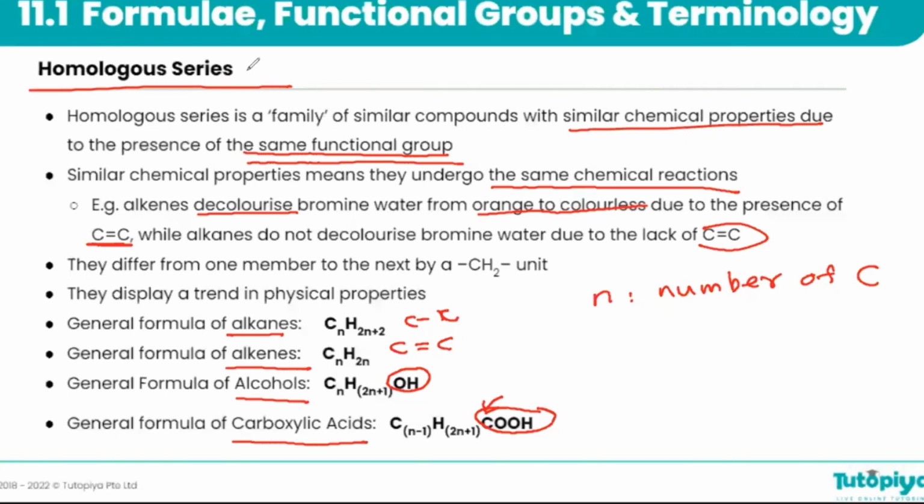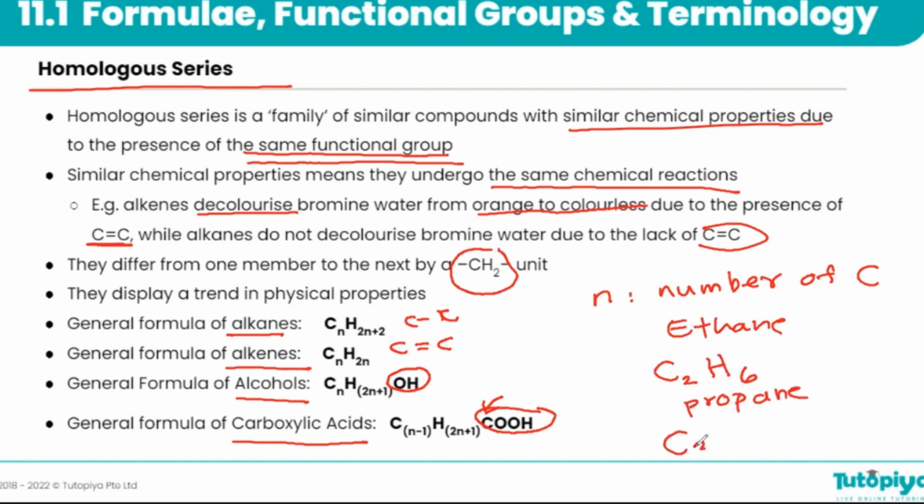Within the same homologous series, the organic compounds differ by a unit of CH2. For example, let's take an alkane. We'll take ethane. Ethane, if you write the formula, it would be C2H6. After ethane, if it's 3 carbons, what is it? It is propane.